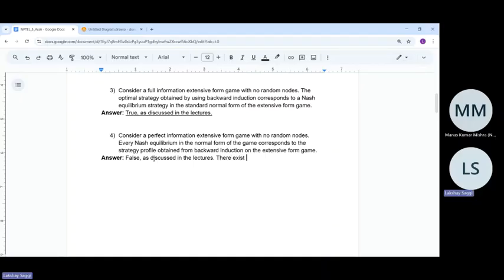There exist threat equilibria which are Nash equilibria, but cannot be obtained by backward induction. So I hope this statement makes sense, that there exist certain kinds of equilibria, what you call threat equilibria, which are Nash equilibria but cannot be obtained by backward induction.